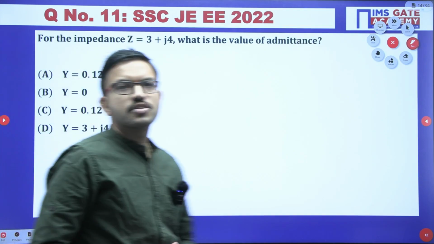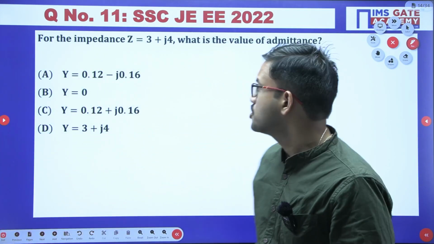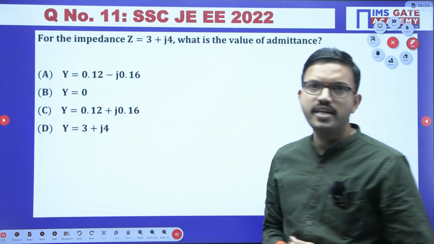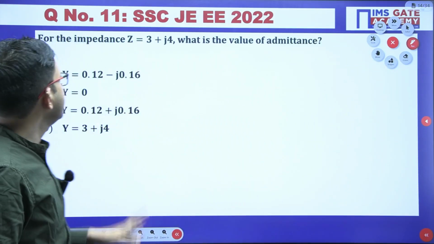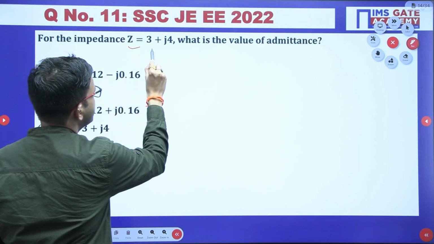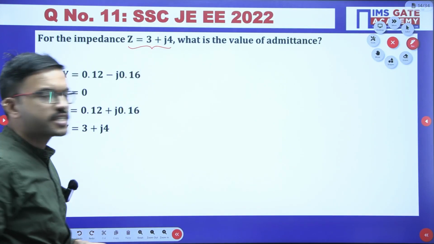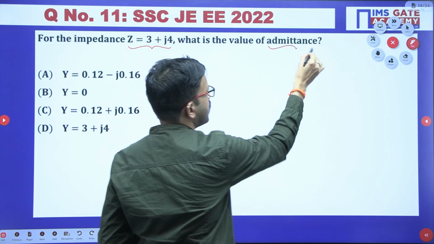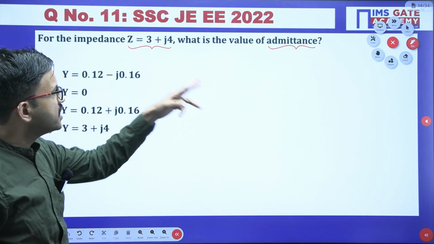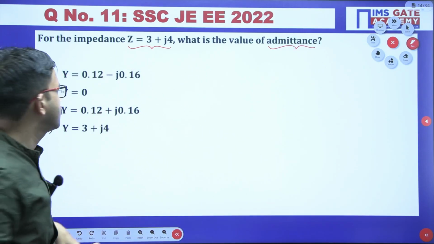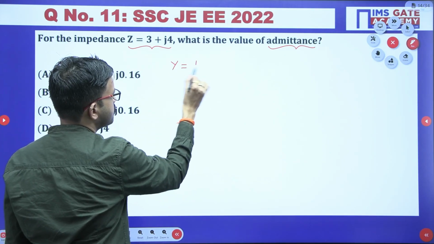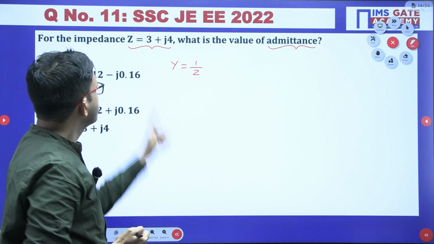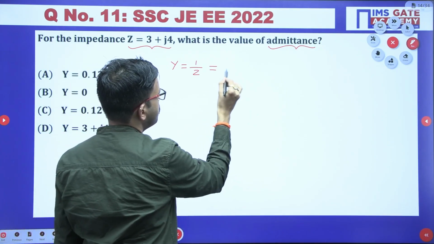Next question. Now we are going to solve the questions with respect to impedance and admittance, etc. In this question, they have given the impedance value and they are asking the corresponding admittance. I hope all of you know the relation. Admittance is nothing but reciprocal of impedance, so Y equal to 1 by Z. Here Z they have given as 3 plus j4.